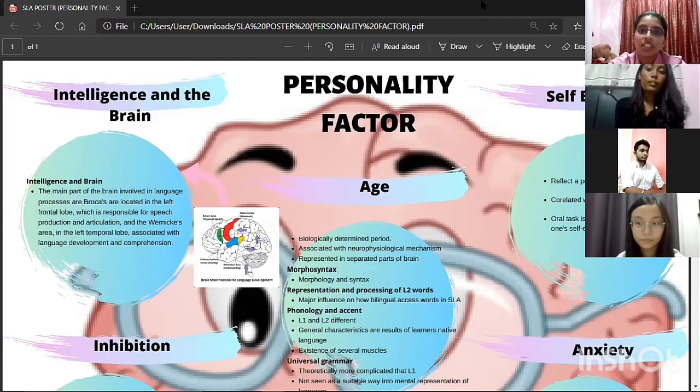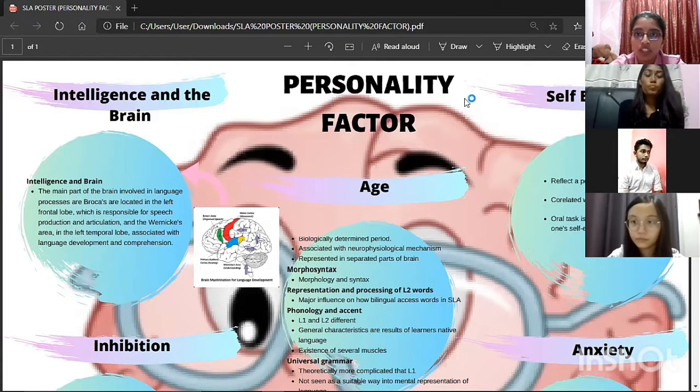Okay, my name is Lunesh and I'll be explaining about the age factor. So there's a biologically determined period of life when language can be acquired more easily, which means that a young learner can acquire a language easily compared to an adult learner. Critical period hypothesis is associated with neuropsychological mechanism where early and late acquired languages are represented in spatially separated parts of the brain, known as the Broca's area.